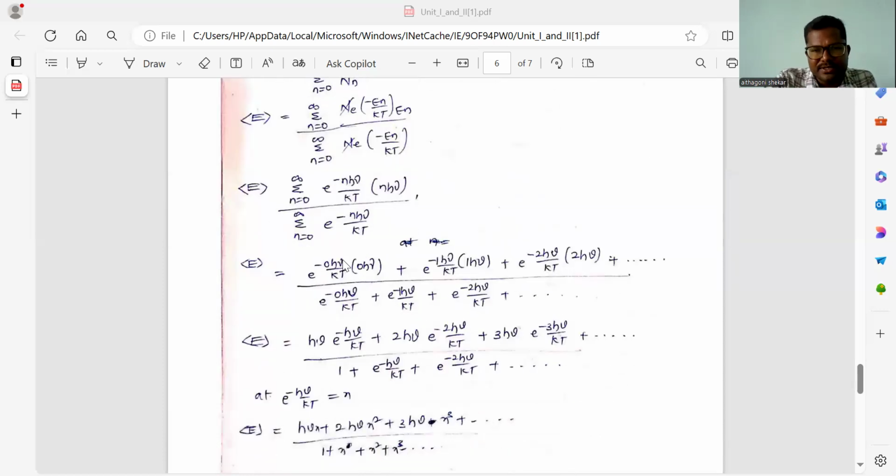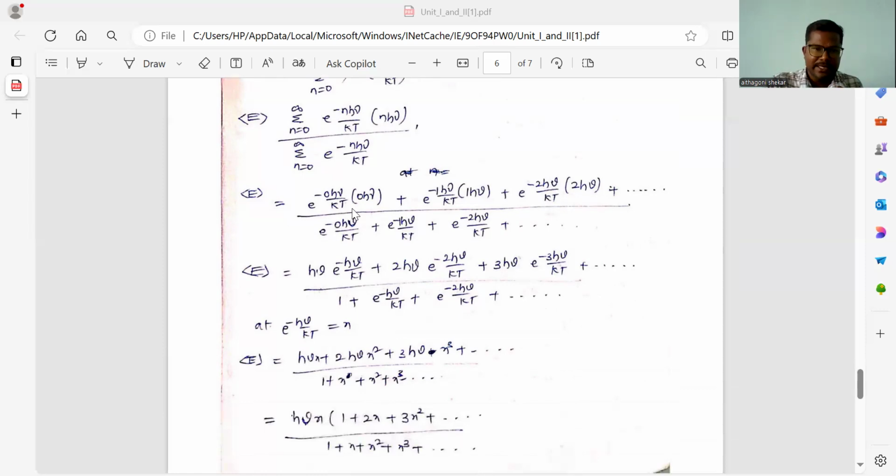The denominator expands as e raised to minus 0 hν by kT plus e raised to minus 1 hν by kT plus e raised to minus 2 hν by kT, and so on. The first term, e raised to 0, equals 1. In the numerator, 0 times something is 0, so that term is 0, plus hν e raised to minus hν by kT plus 2hν e raised to minus 2hν by kT, up to infinity. In the denominator, e raised to 0 equals 1.